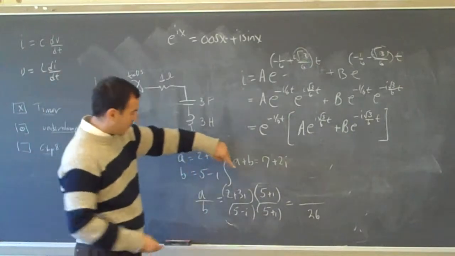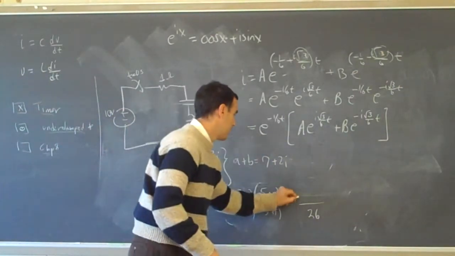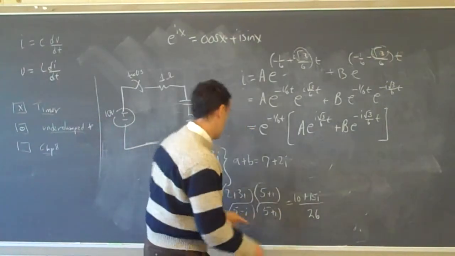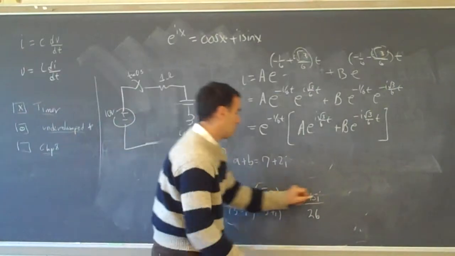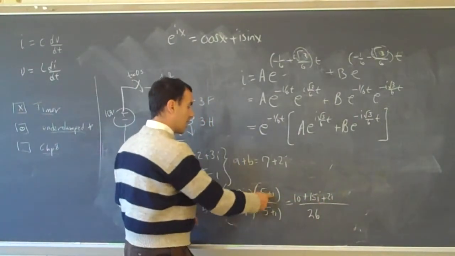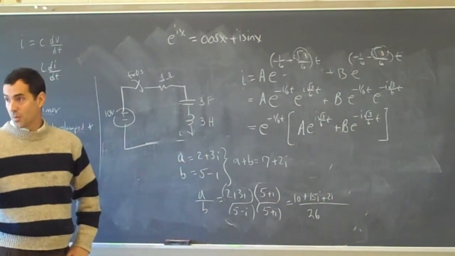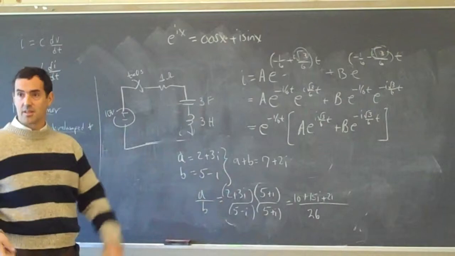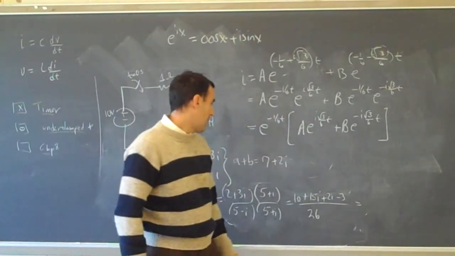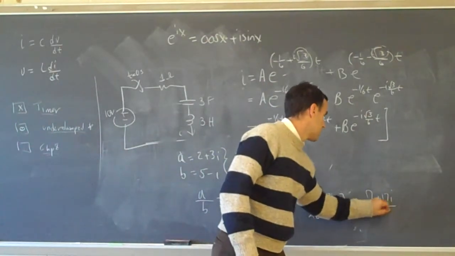And then on the top, I'd have 10 plus 15i plus 2i plus 3i times i. What's 3i times i? 3i squared, which is negative 3, because i squared is negative 1. So we'd have 7 plus 17i over 26.